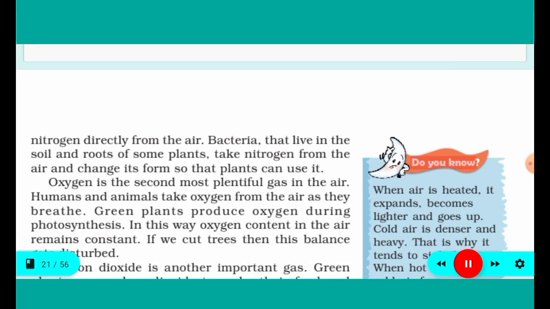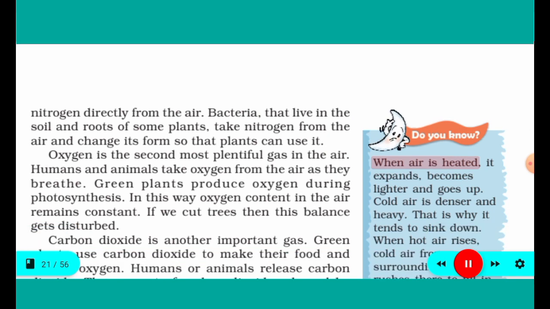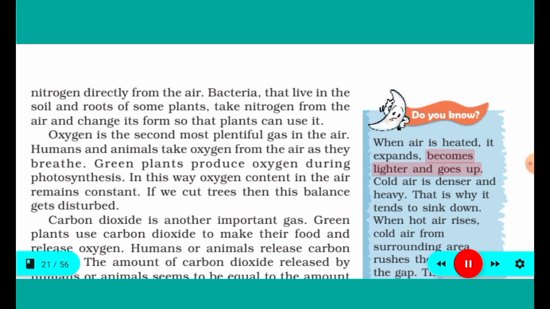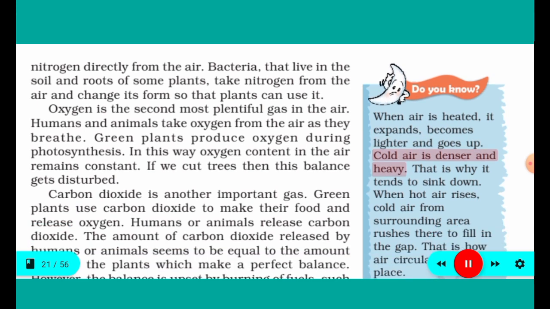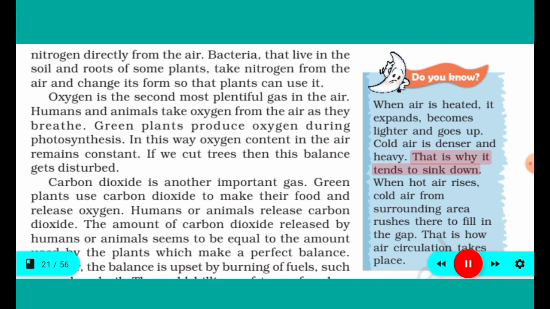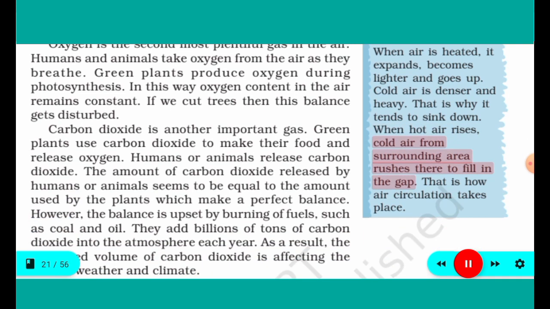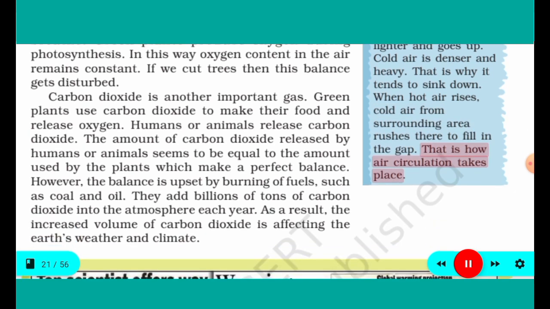Do you know? When air is heated, it expands, becomes lighter and goes up. Cold air is denser and heavy. That is why it tends to sink down. When hot air rises, cold air from surrounding area rushes there to fill in the gap. That is how air circulation takes place.